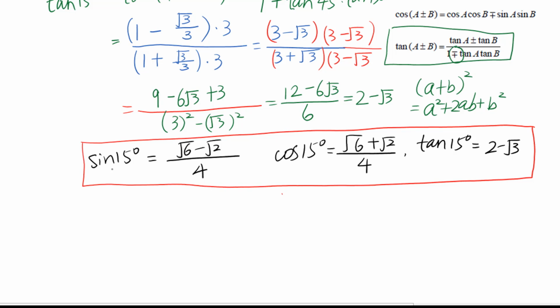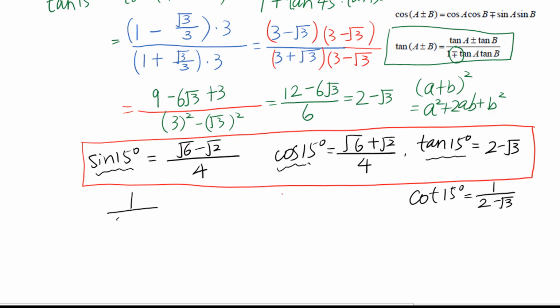We already figured out sine 15 degrees, cosine 15 degrees, tangent 15 degrees. We need to figure out cotangent 15 degrees. That equals 1 over 2 minus square root of 3.